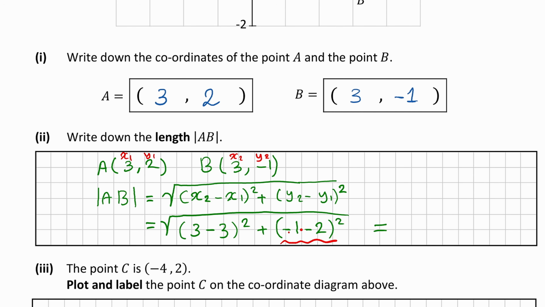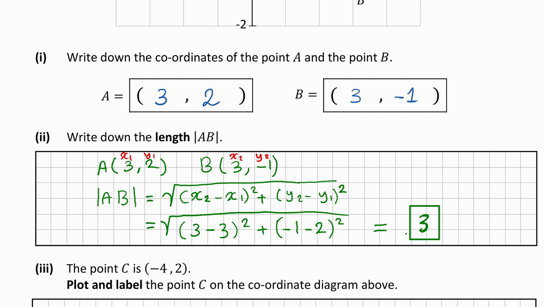So what do we have? Minus 1. Minus 2. We have minus 3. Squared. Minus 3 squared means we have 9. Then we take the square root of 9. We will get 3. So we just need to write down here as 3. So the correct answer is 3. And that's the correct answer from this part.